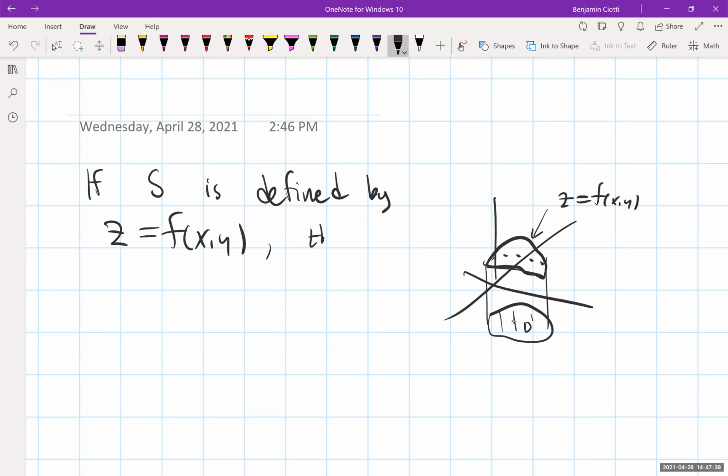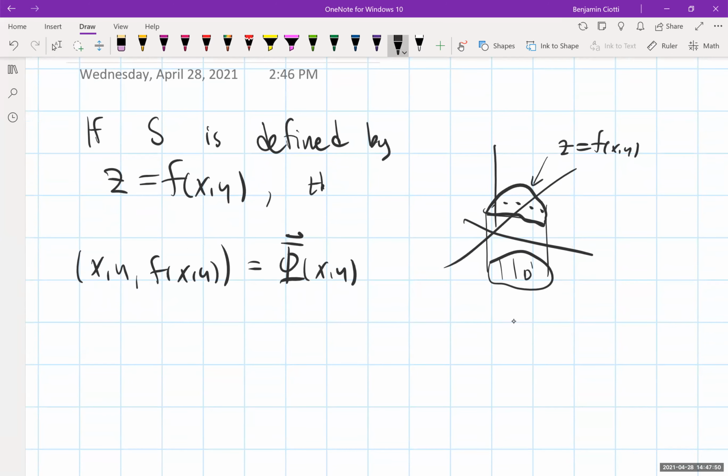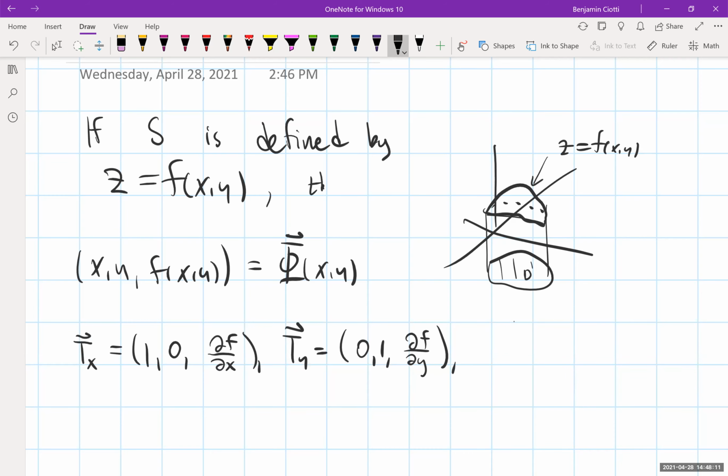Good, yes, exactly, in terms of X and Y. So X, Y, f of X, Y, that's a parameterization. That's like your phi of X and Y if you want. So just use that and then start plugging and chugging in the formulas. Your tangent vector in the X direction apparently will be 1, 0, df dx. Your tangent vector in the Y direction will be 0, 1, df dy.